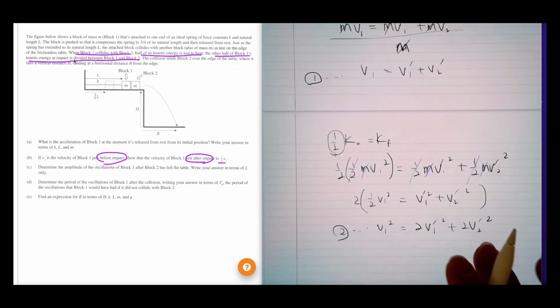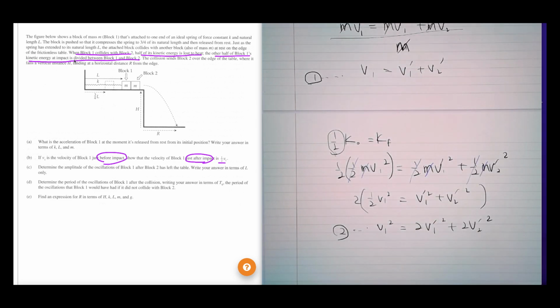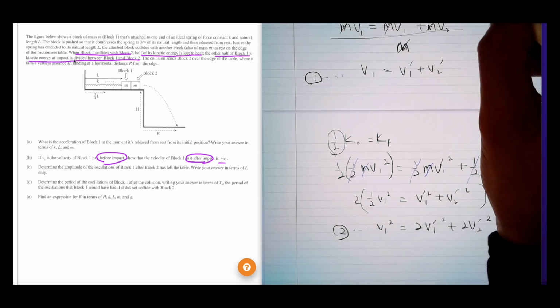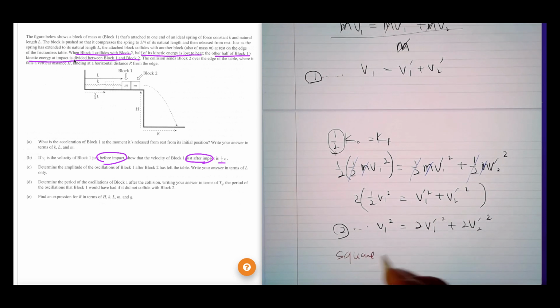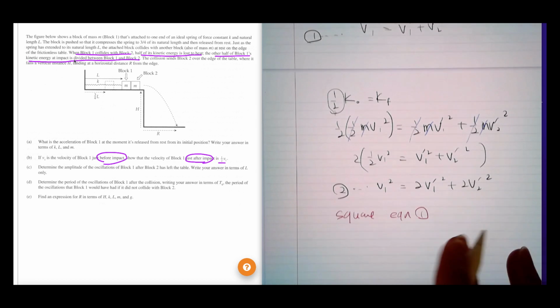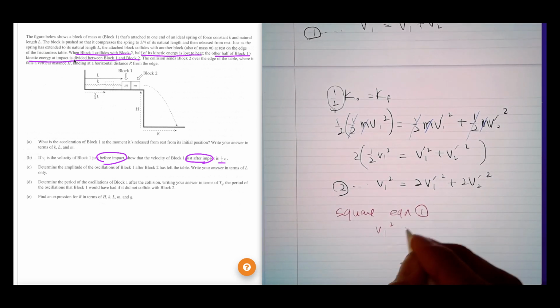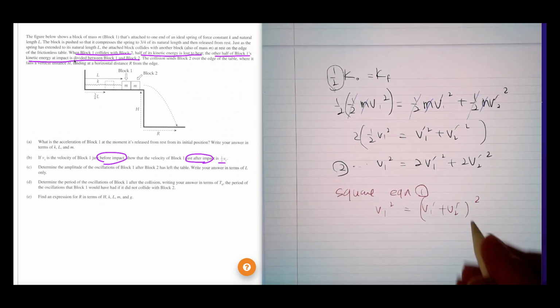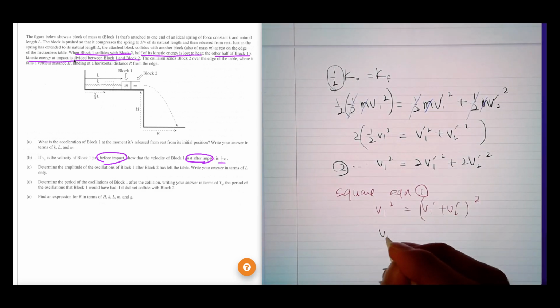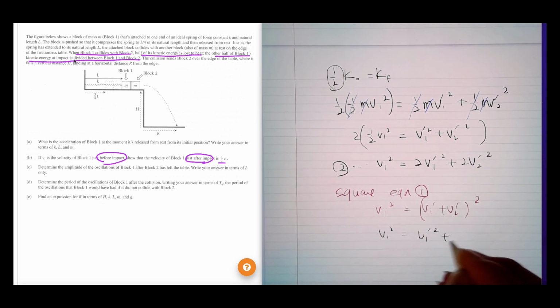And we ask ourselves, is there any way we can combine these? Yes, we can. Why don't we square the first equation so that we can knock out some variables? So square equation 1. In other words, v1 squared is equal to v1 prime plus v2 prime, squared. You square the entire right side. And that's going to give you v1 prime squared plus 2 v1 prime v2 prime, and then v2 prime squared.